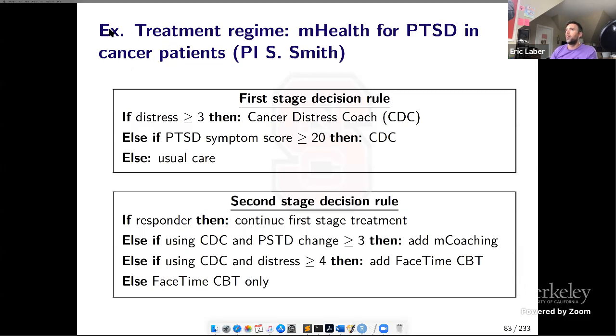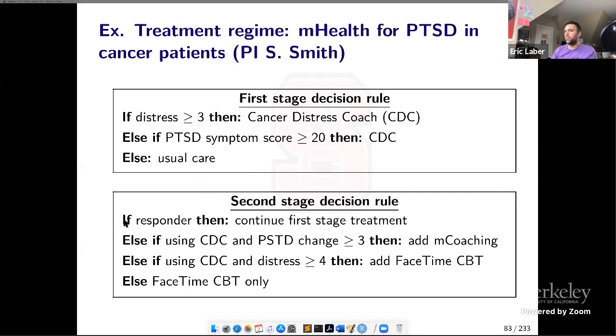So here's an example of a treatment regime for an mHealth application. This is a mobile health application for post-traumatic stress disorder in cancer patients. This is with Sophia Smith. And there's two decision rules here. So this is a two-stage decision problem. The first stage says if your distress score is greater than 3, then you get something called the cancer distress coach. This is the mobile health intervention. Otherwise, if your PTSD symptom score is more than 20, then you also get CDC, otherwise usual care. So this is the first stage rule.